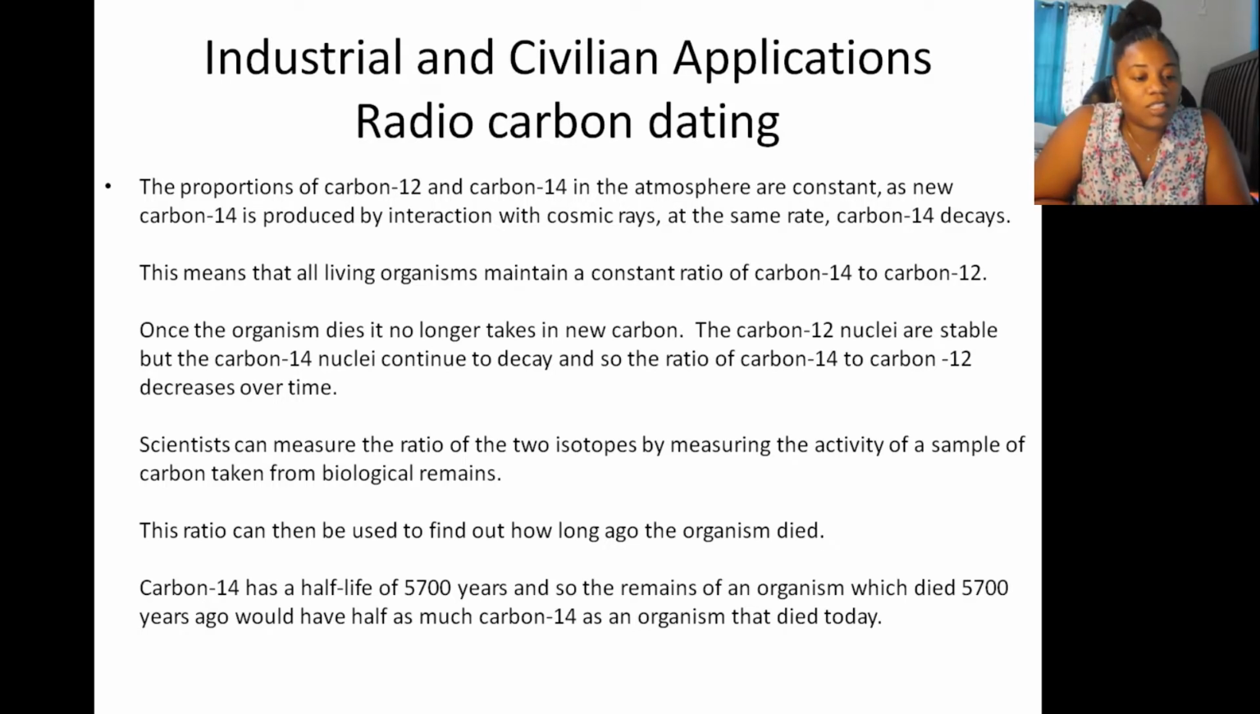So it decreases over time, and we call this a half-life, which we're going to lead up to just now. So scientists can measure the ratio of the two isotopes by measuring the activity of a sample of carbon taken from biological remains. The ratio can then be used to find out how long ago organisms died. So we know that carbon-14 has a half-life of 5,700 years. That's how long it takes to break down, right? So the remains of an organism which died 5,700 years ago would have half as much carbon-14 as an organism that died today. Okay? So it takes 5,700 years for carbon-14 to decrease by half.